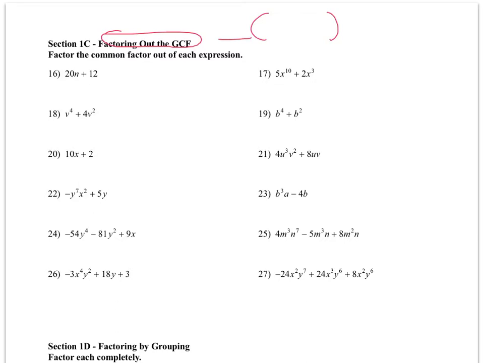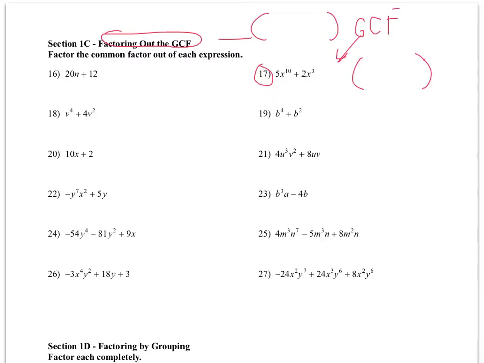Okay, so we're going to look at number 17 right here. And we've got two terms. It's a binomial. We have 5x to the 10th, and then we have plus 2x cubed. So what I want to do is find the greatest common factor of those two terms, put that greatest common monomial factor out in front of the parentheses, and then figure out what's left.